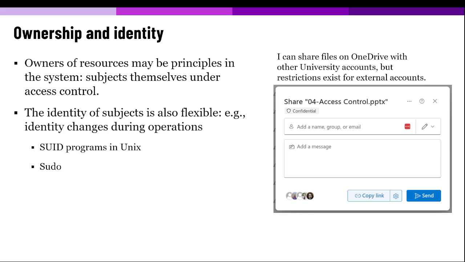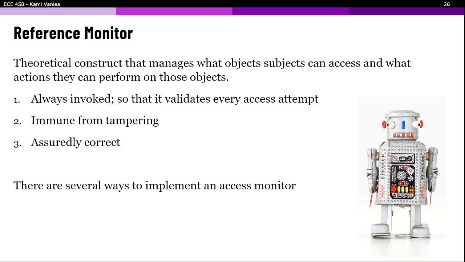Resources can be principals in the system. They also may be controlled themselves. And the identity of subjects is more flexible than you normally think. So SUID programs in Unix, the sudo command can be used to change who you are. So principal is not as fixed as you might necessarily think.